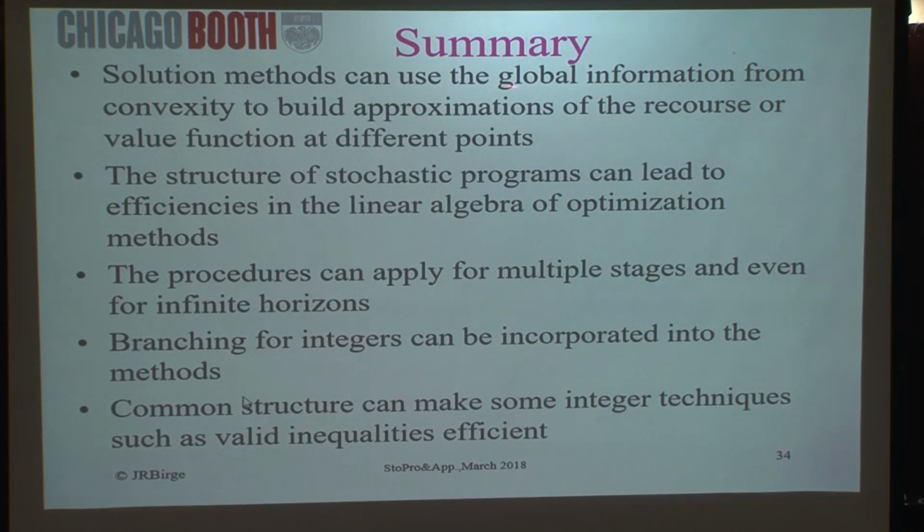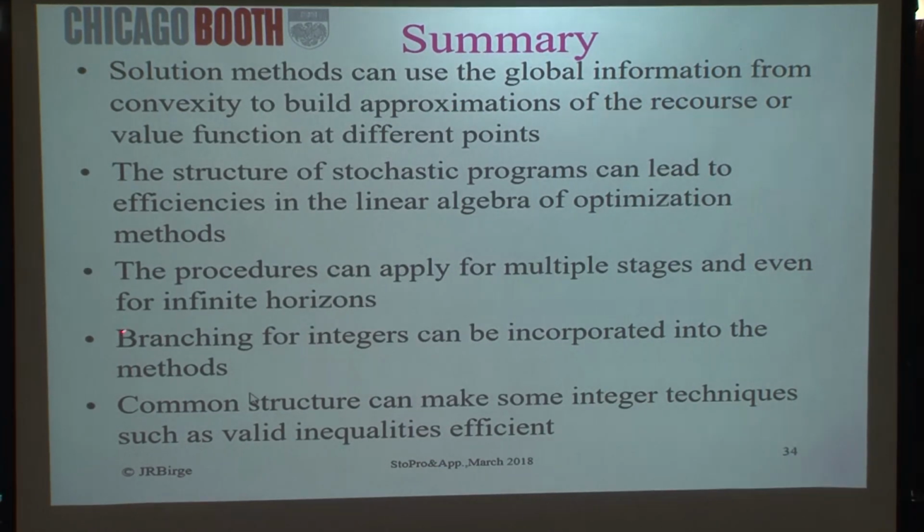And convexity gives us global information, and you can apply them in models with integers. And in those integer models, there may be ways in which, because of the structure of the problem again, you can take advantage of integer techniques, such as valid inequalities, and make them even more efficient. So these are all different things that you can do with convexity and stochastic programs.